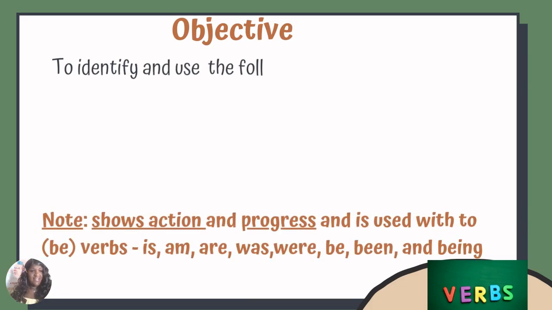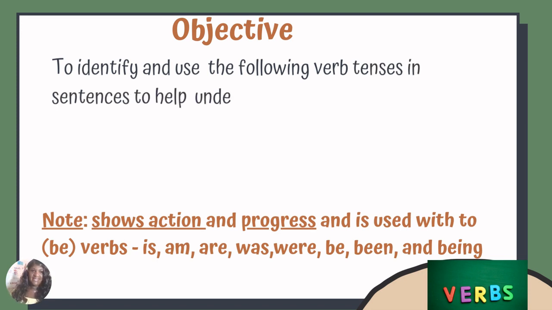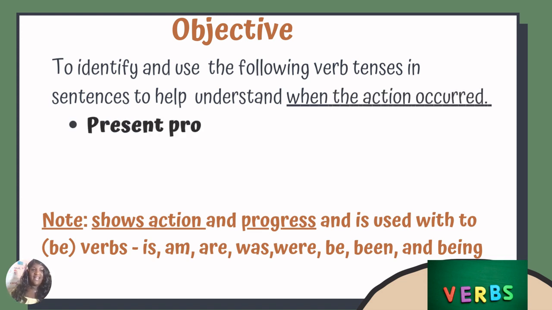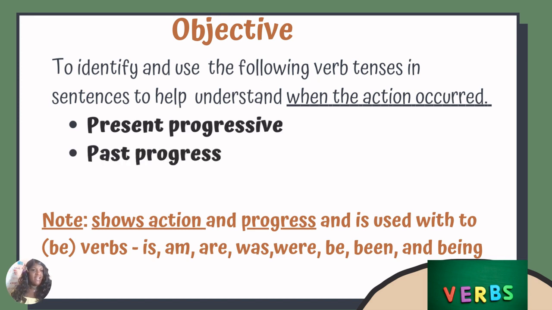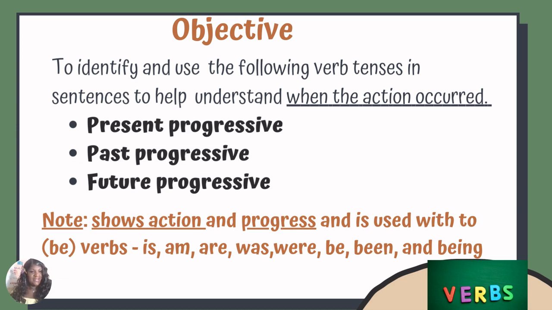Our learning objective is to identify and use the following verb tenses in sentences to help you understand when the action occurred. We are going to be focusing on present progressive, past progressive, future progressive. Note, these tenses show action and progress and are used with to be verbs, which are is, am, are, was, were, be, been, and being.